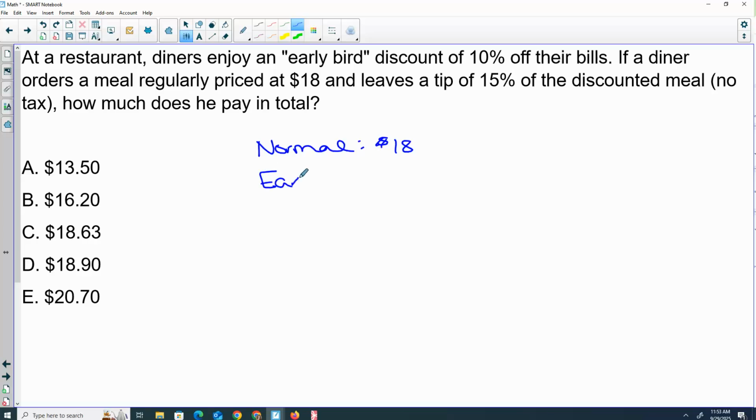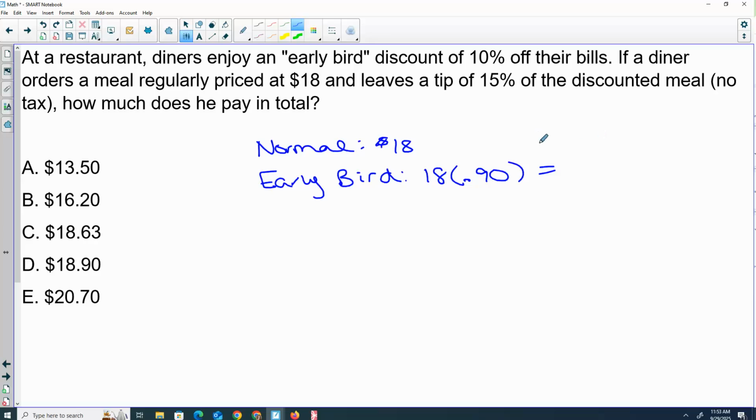How much would they pay for the early bird price? So you get 10% off. That means what percent do you end up paying? 90%. Okay, so you are paying, two ways of doing it. You could either calculate what the 10% is and subtract it off, or you could say, if I get 10% off, I'm paying 90%. So either way will get you there.